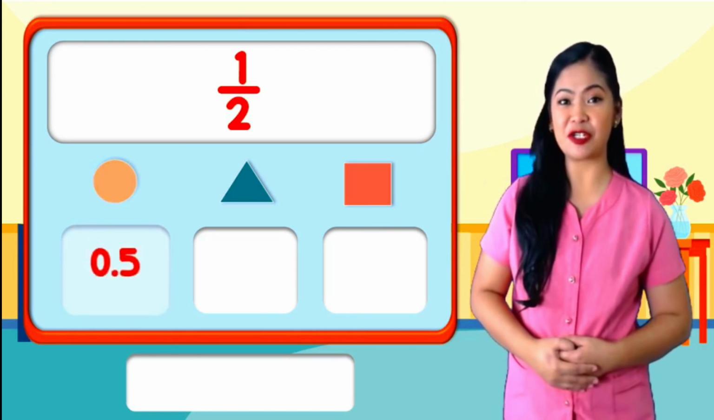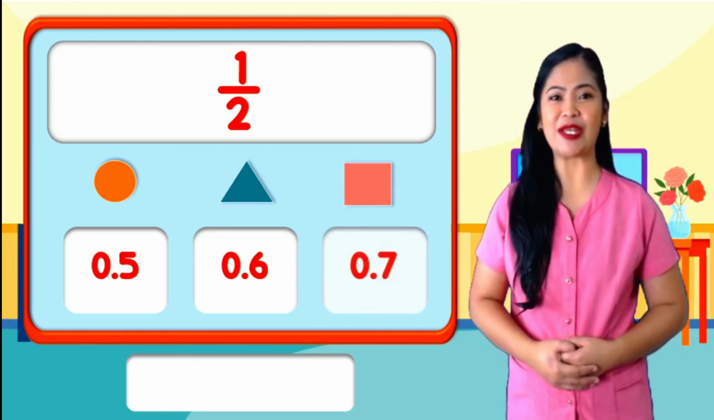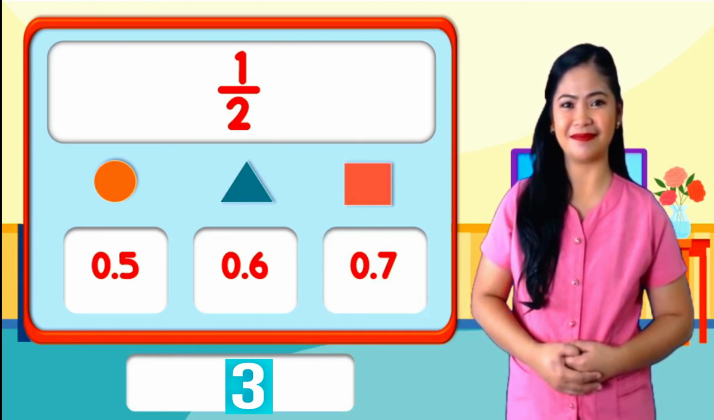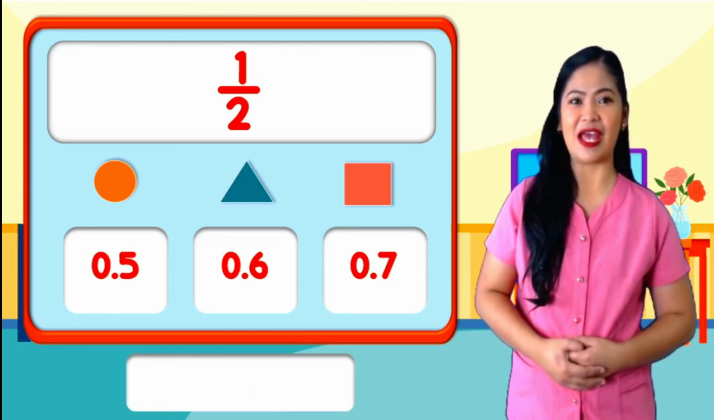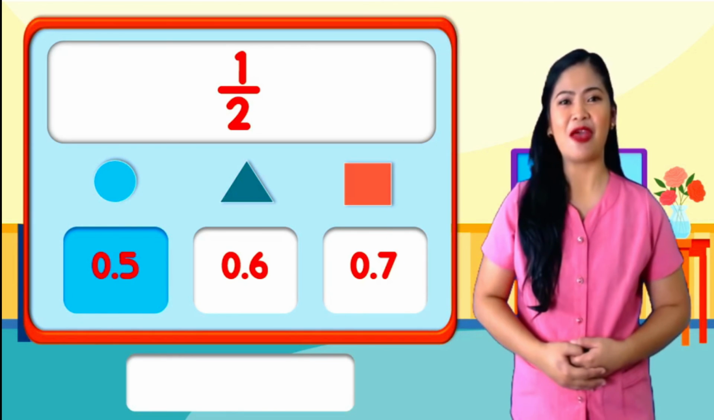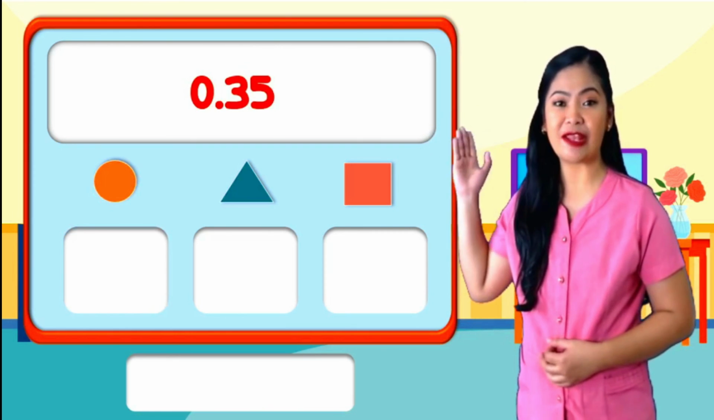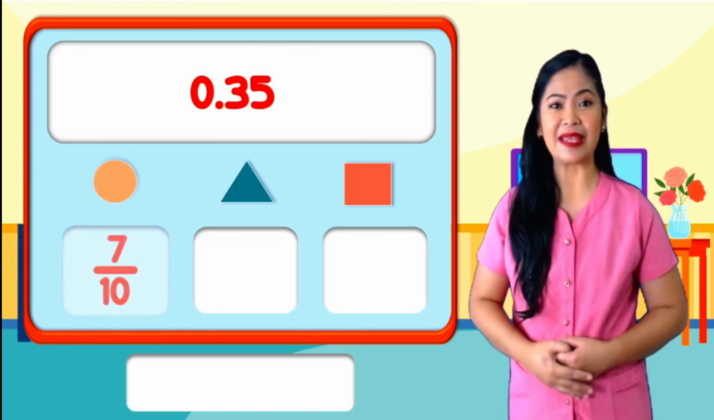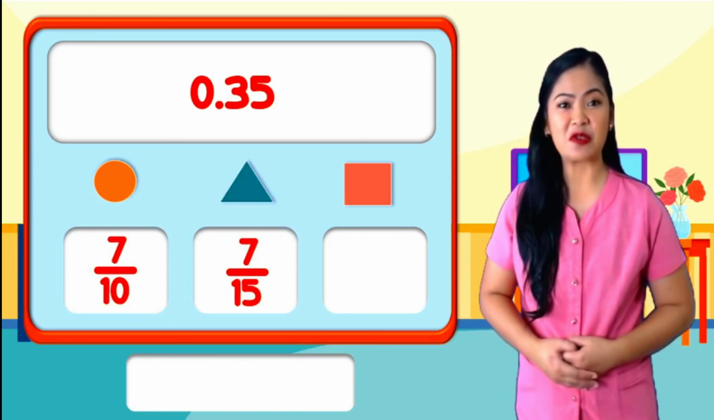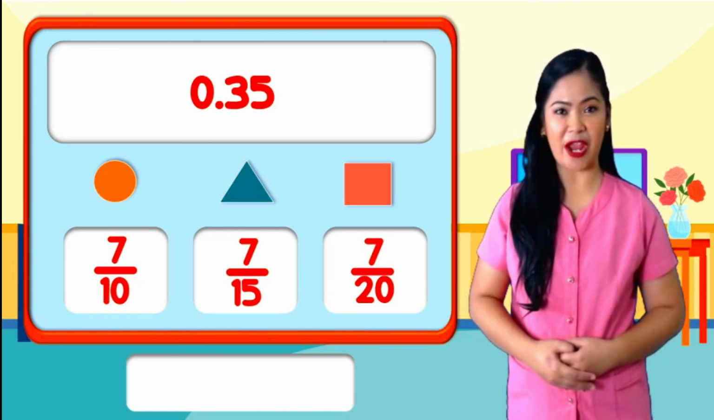For circle, you have 0.5. For triangle, 0.6. For square, 0.7. Is it circle, triangle, or square? Of course, the correct answer is circle, 0.5. For the next one, what is the fraction form of 0.35? For circle, 7/10. For triangle, 7/15. For square, 7/20. Is it circle, triangle, or square?